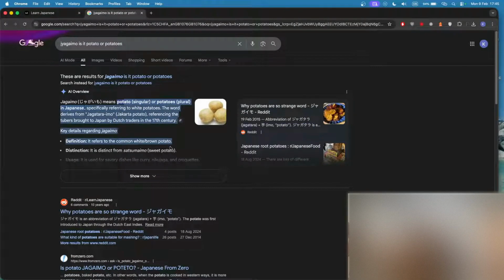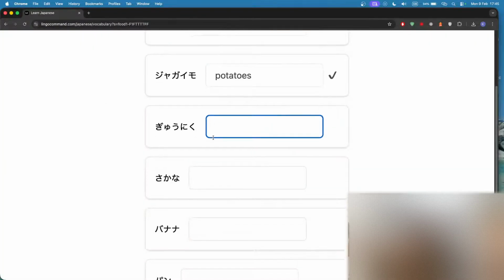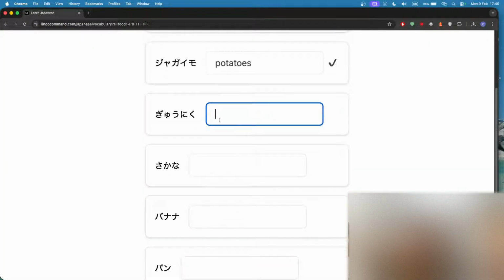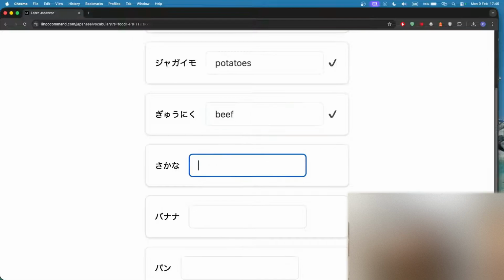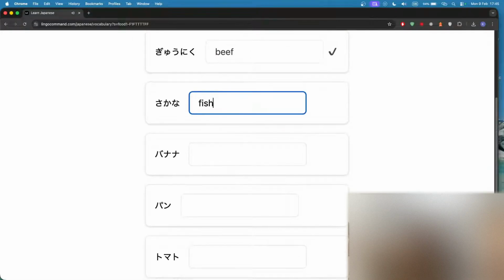Yeah, so this holds up. This just seems to be a general rule of thumb in Japanese that it's the same word whether it's singular or plural. Okay, so gyuniku is beef. Sakana is fish. We'll put cooked here in brackets. Banana is banana.